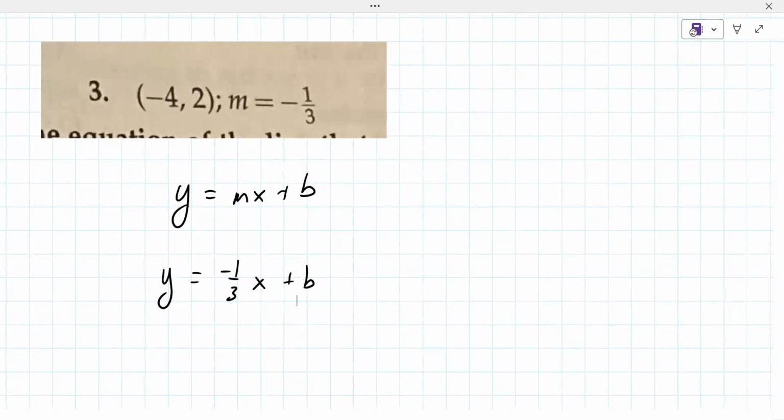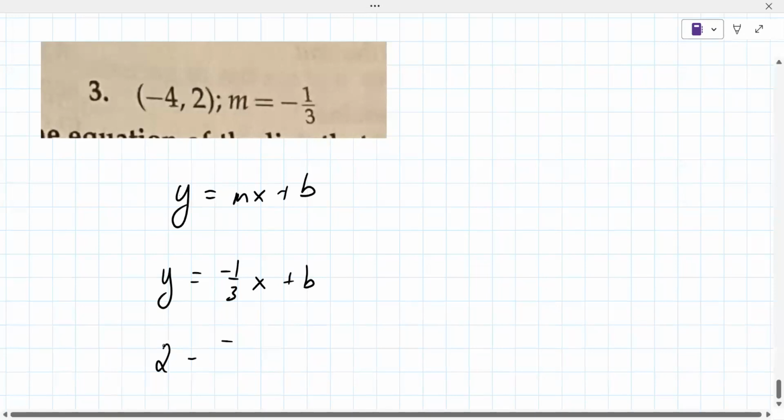Okay, I know you don't like it. I don't like it either, but that's what we got. We're not good with fractions. Might need to go over some fraction stuff while going through this. So the next step is the same. You put 2 in for y, 2 in for y, and -4 in for x.